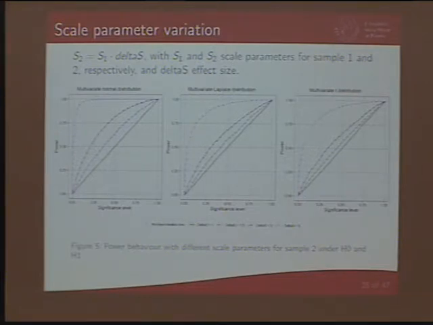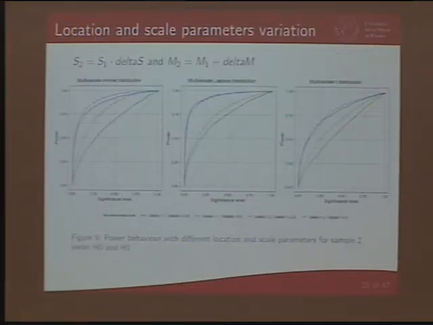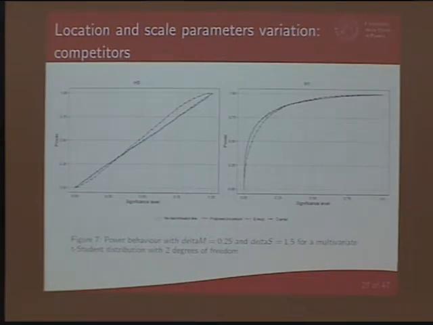This is the situation when you change the scale parameter, and this is the situation when you change location and scale parameters jointly. This is again the situation with the competitors. So you see when you change location and scale parameters, they are really very close to each other in the interesting part of the distribution of the alpha values.